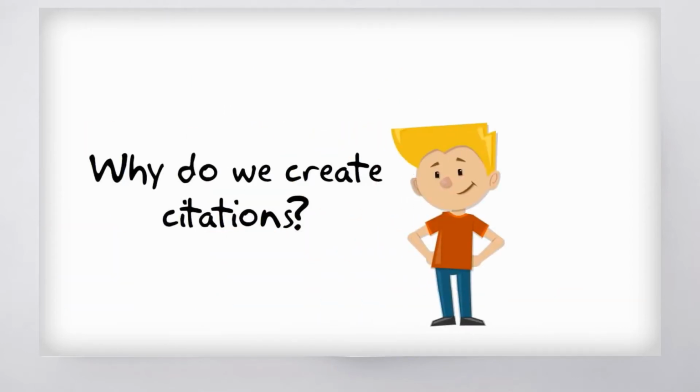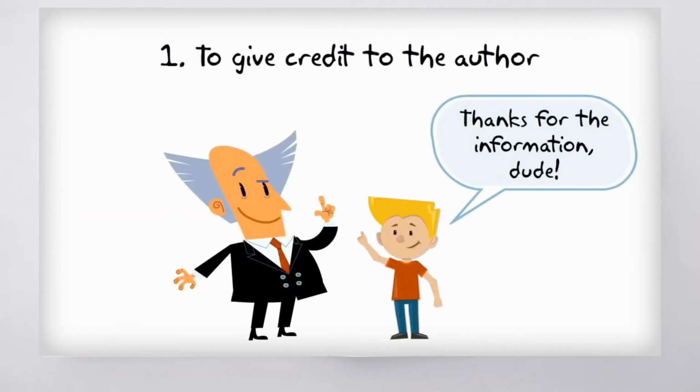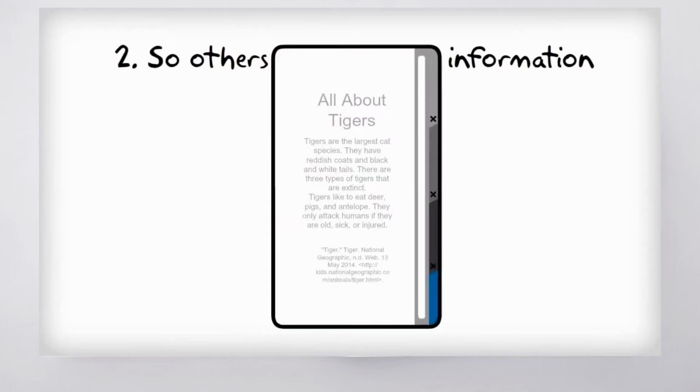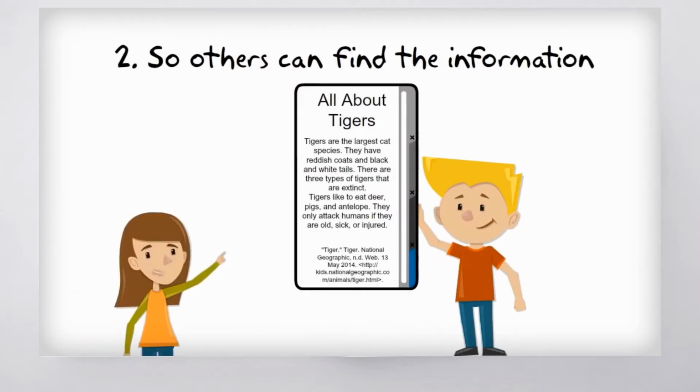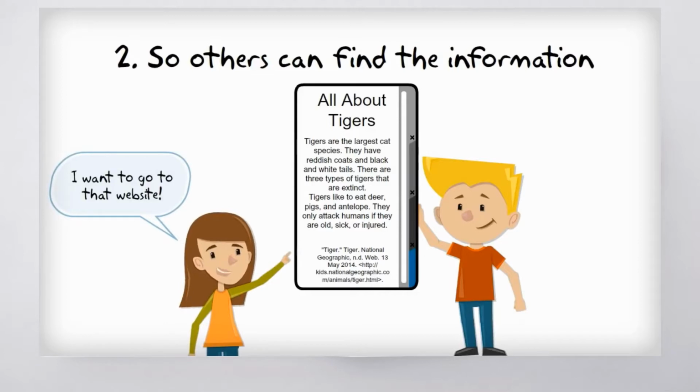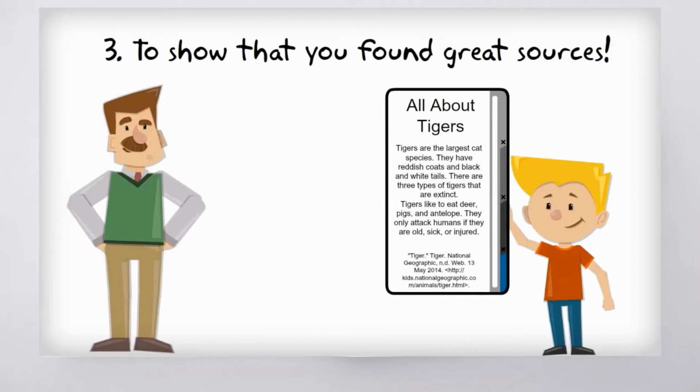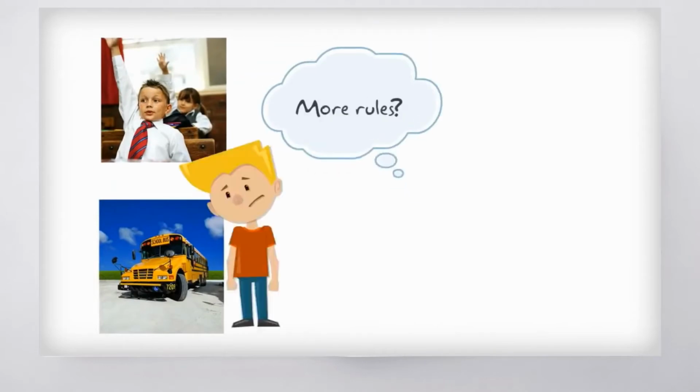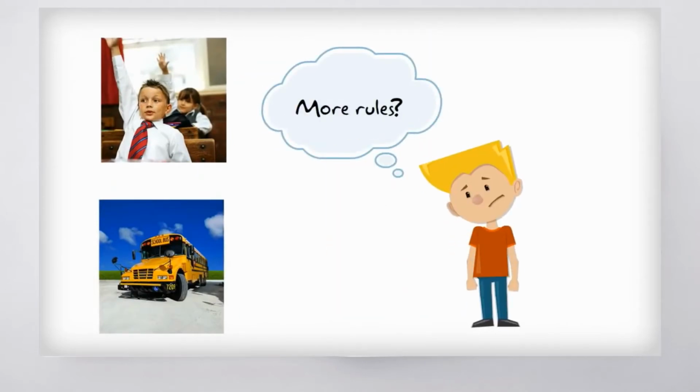So why do we create citations? Well, it's important to share where you found the information and give credit to the author. Also, if a classmate or teacher wants to look at the website that you used, they can use the information found in the citation to locate it themselves. And when you include citations in your research project, you're showing your teacher that you found great sources that relate to your topic. Now, what's tricky about citations is that you have to make them look a special way. Just like there are rules that you need to follow in school and on the bus, there are certain rules that you need to follow when putting together a citation.